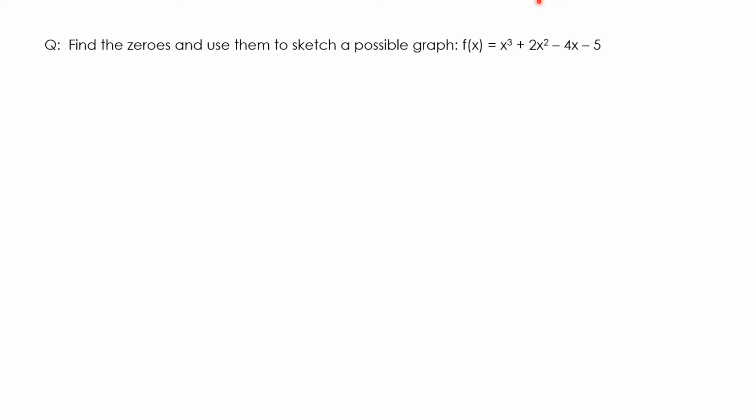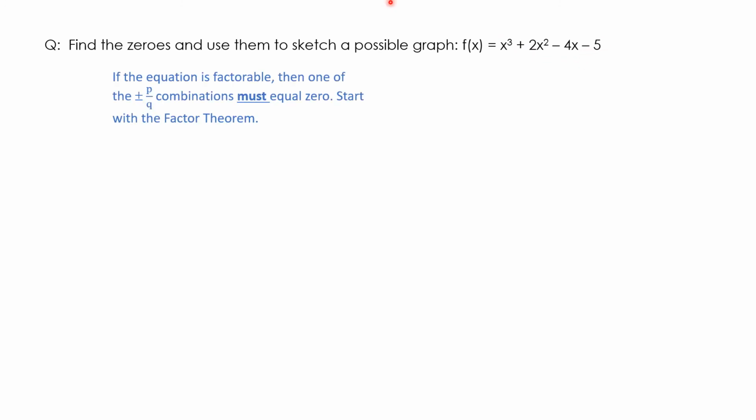The question wants me to find the zeros. So what are we going to do? Think of all the stuff you learned today. What do you think looks best? I just told you that factoring is easiest if you can, but we can't factor this one. Even if we tried to group it in pairs, you're not going to get matching brackets. So if the equation is factorable, then one of these combinations must equal 0. So we're going to see first if it's even factorable.